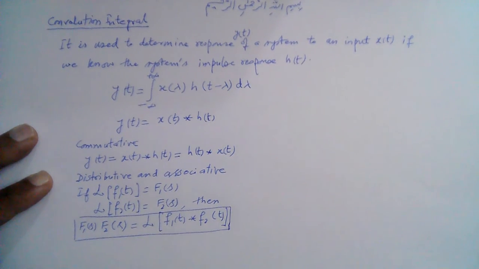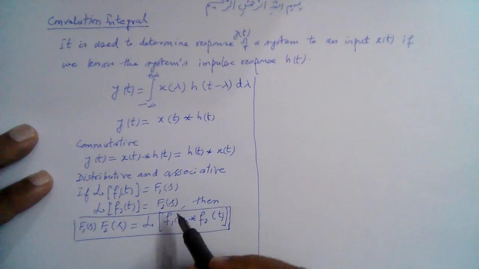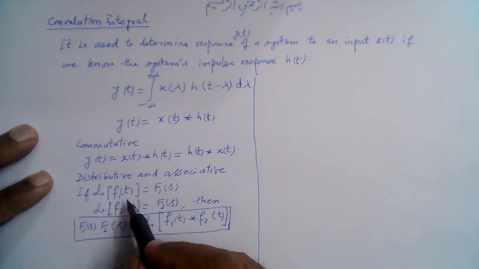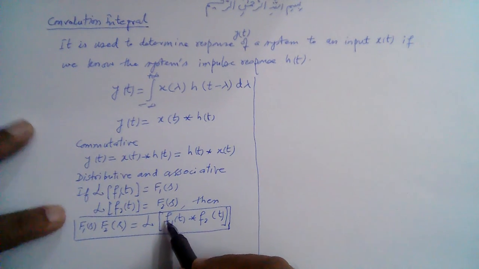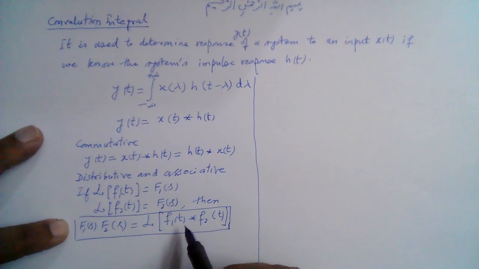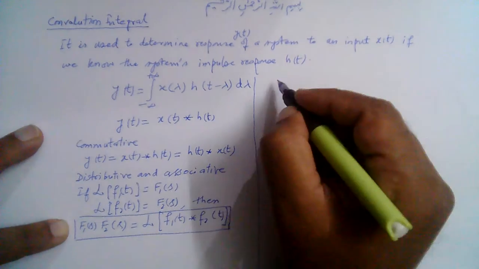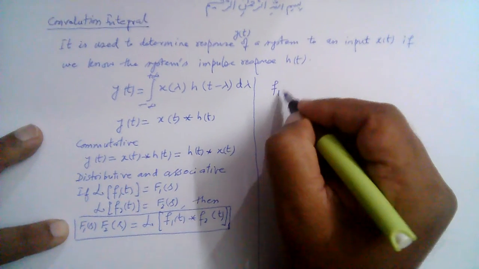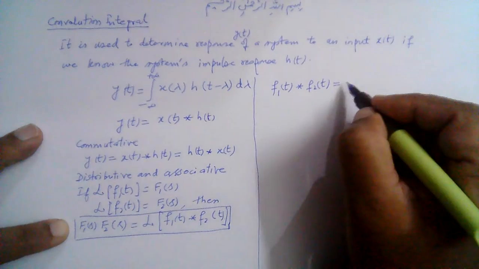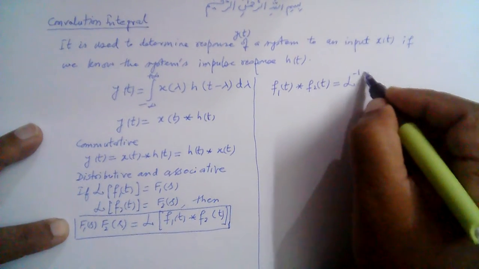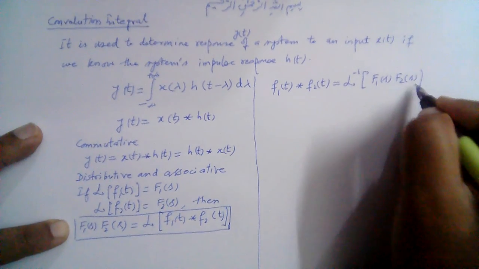So with the help of this property, instead of evaluating the convolution integral, we can find the Laplace transform of f1 of t and f2 of t, then multiply them together. And then to find the convolution of f1 of t and f2 of t, we can find the inverse Laplace transform of this product. So the convolution of f1 of t and f2 of t is equal to the inverse Laplace transform of f1 of s multiplied with f2 of s, right?